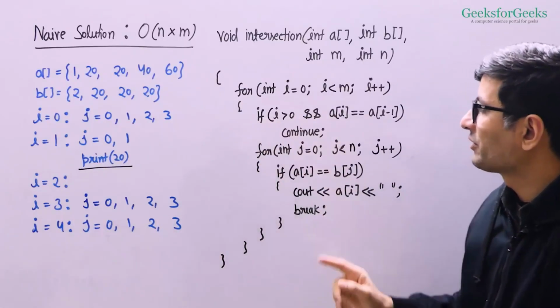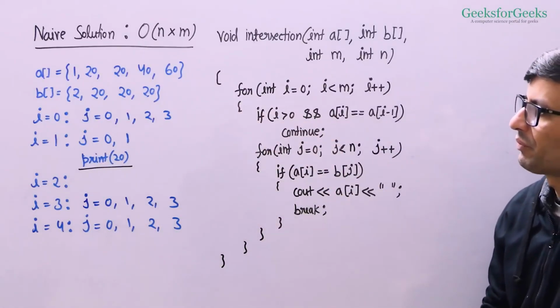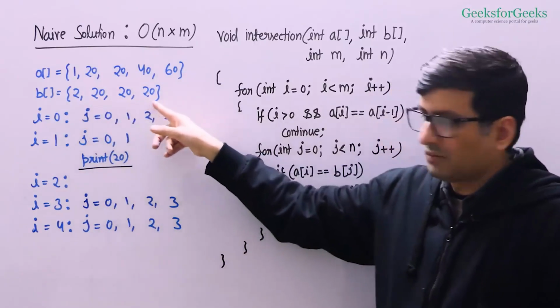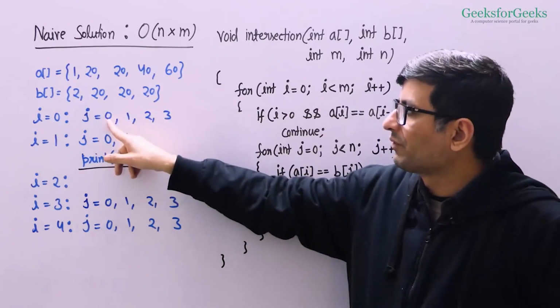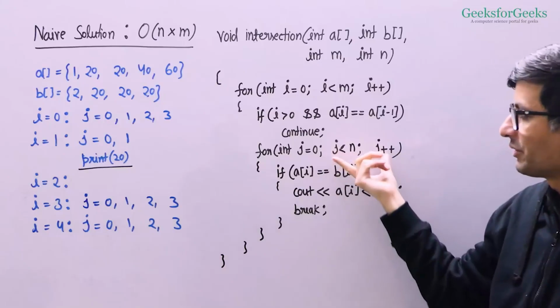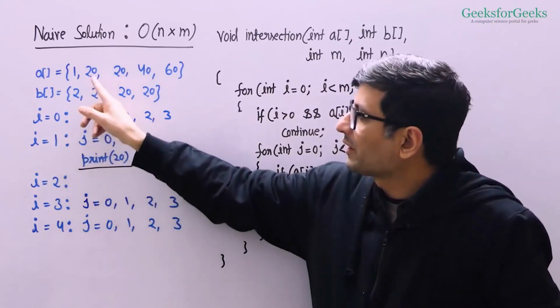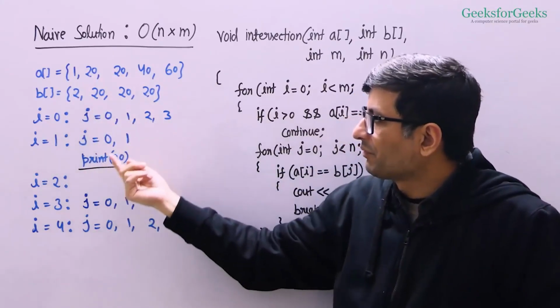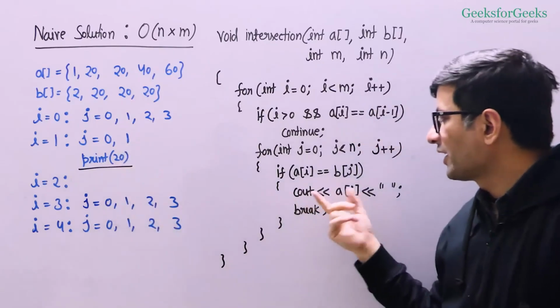When you run for i equal to 0, which means you are looking for element 1, you search for it in array B, you don't find it; this loop runs for 0, 1, 2, 3 and doesn't find it. Then you run for 1, you search for it in array B, you find it at index 1, so you print it here and you break the loop.